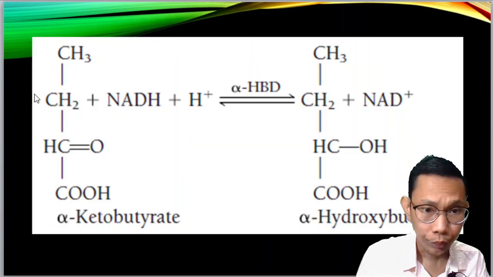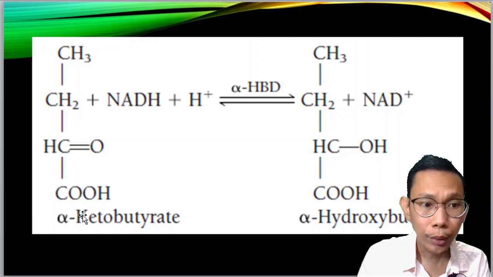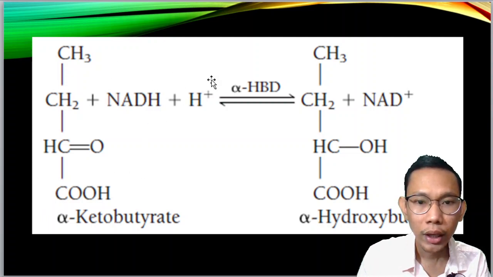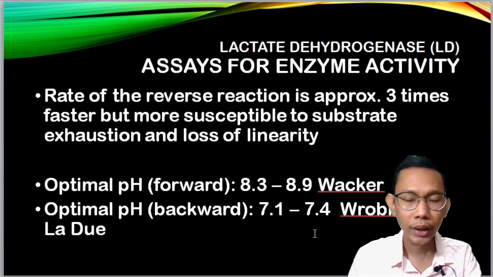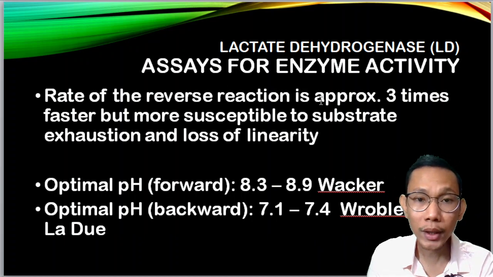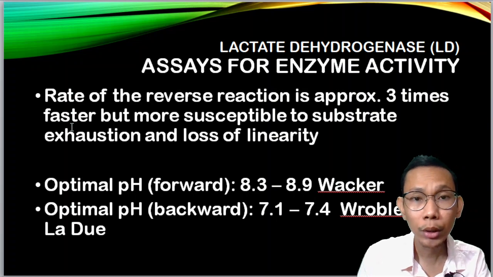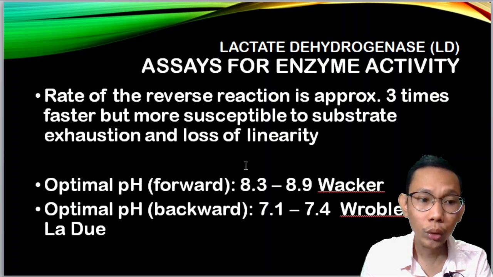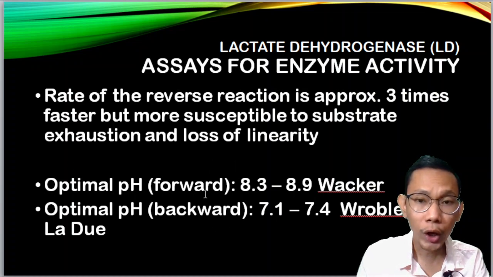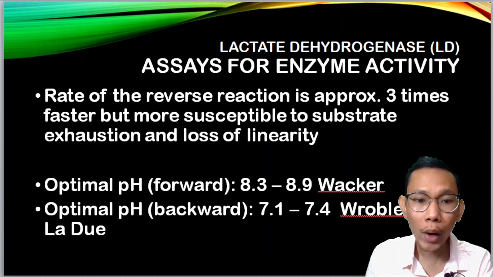So this is now the principle of your LD test. Your substrate, alpha ketobutyrate, using NADH and H with the action of this enzyme, yields alpha hydroxybutyrate. The rate of the reverse reaction is approximately 3 times faster but more susceptible to substrate exhaustion and loss of linearity. In terms of the test, we can do a forward test and a backward test. For the forward test, we use Wacker's test at pH 8.3 to 8.9, while the backward test, also slightly basic, is the Rosalki and Wilkinson test.